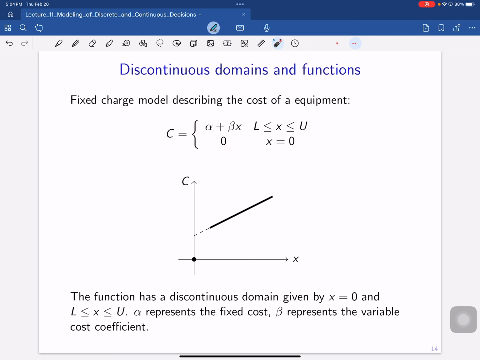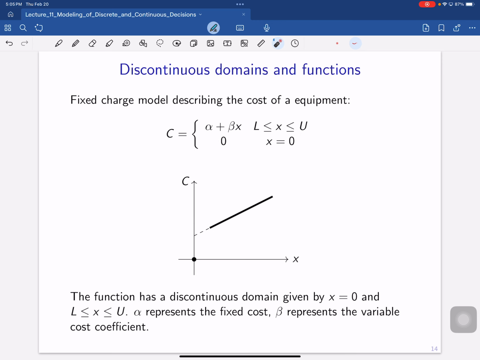For example, maybe you have some equipment you want to build. The size of this equipment has to be at least L, and it cannot be bigger than U. Then if you are going to build this equipment, the cost would be alpha plus beta x. You can think about alpha as a fixed cost of this equipment. No matter how large the size is, you have to pay alpha. And beta is a variable cost. The larger this equipment is, the higher the cost. But you cannot build this equipment outside the bounds L and U.